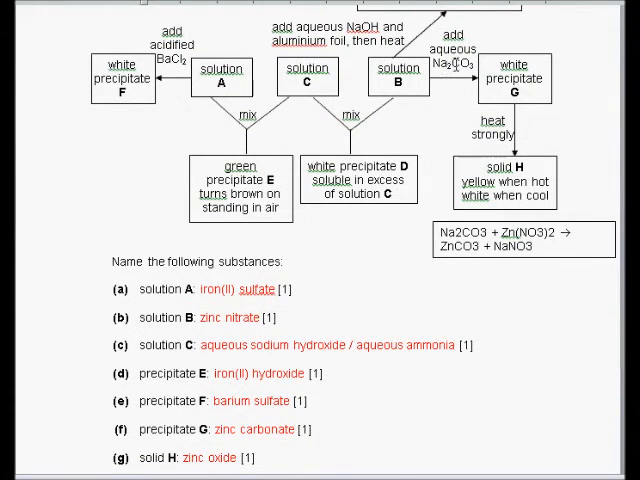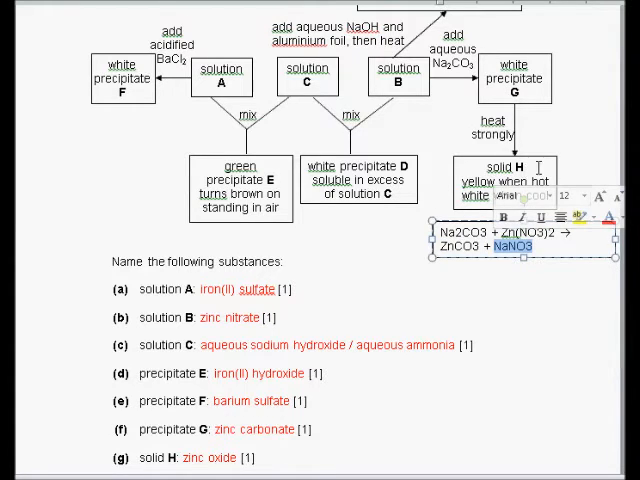Then add aqueous sodium carbonate. Okay, and then you get a white precipitate. So let's assume this to be zinc nitrate. So zinc nitrate plus sodium carbonate, you should get a white precipitate, and the white precipitate should be zinc carbonate because this is not a precipitate. This is soluble. So this one is zinc carbonate.